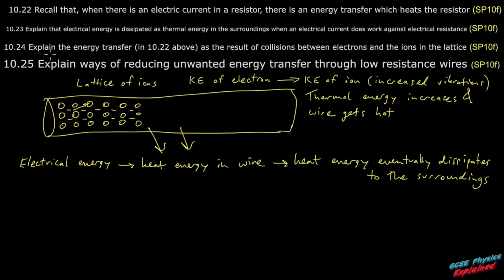Statement 24 says, explain the energy transfer in 22 as the result of collisions between electrons and the ions in the lattice. Well, I've already explained that. The way I like to think about it is, every time one of these little free electrons bumps into an ion, it causes a tiny little bit of friction. And you know what happens when you've got friction? It causes heat. So it's the collisions that cause friction that creates heat.